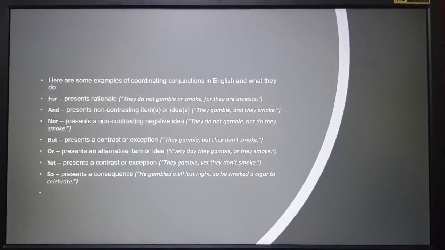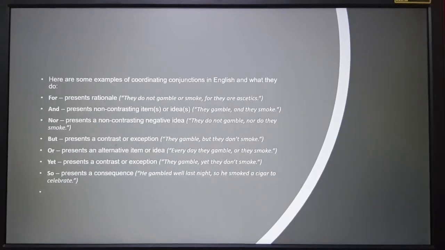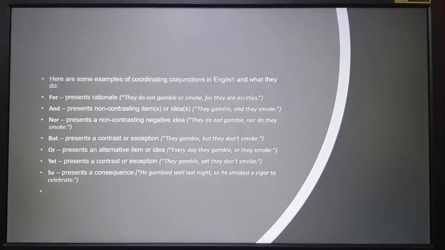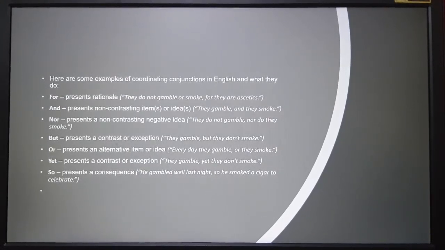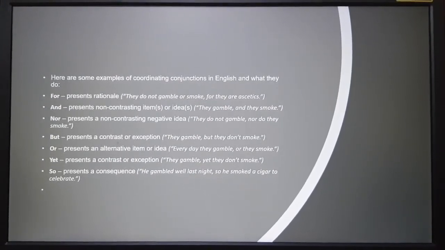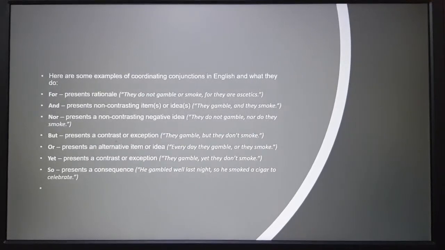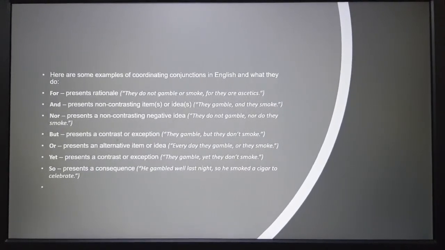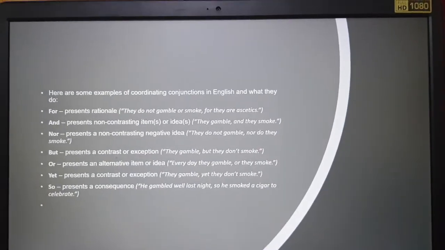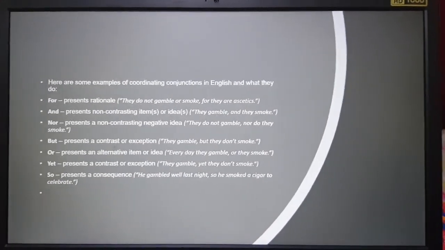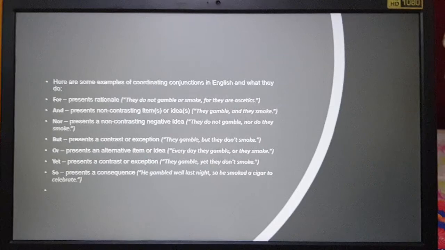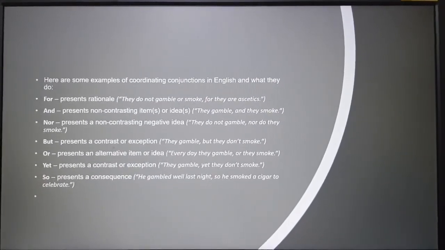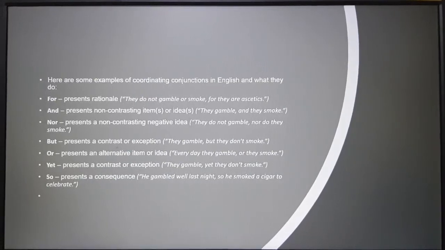Here are some examples of coordinating conjunctions in English and what they do. For is used to present a rationale. They do not gamble or smoke, for they are ascetics. And presents non-contrasting items or ideas. They gamble and they smoke. Nor presents a non-contrasting negative idea. They do not gamble, nor do they smoke.